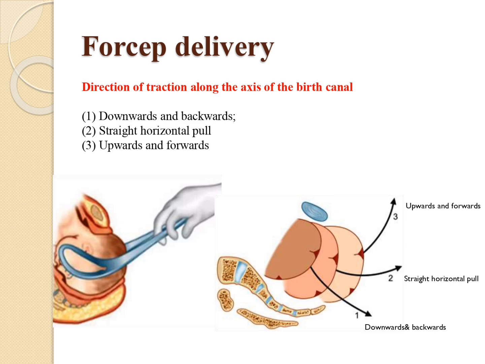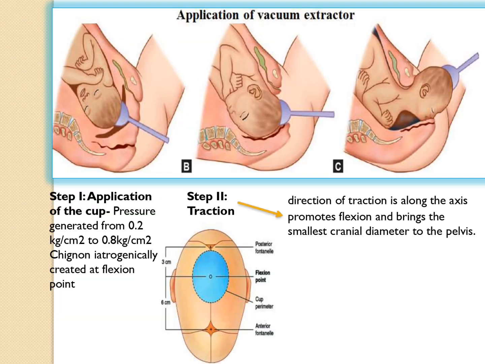This slide explains the direction of traction along the axis of birth canal in forceps delivery. After application of forceps, we apply traction in the downward and backward direction, then straight horizontal pull, and finally in upward and forward direction. This slide explains the instrumental vaginal delivery with vacuum extractor.